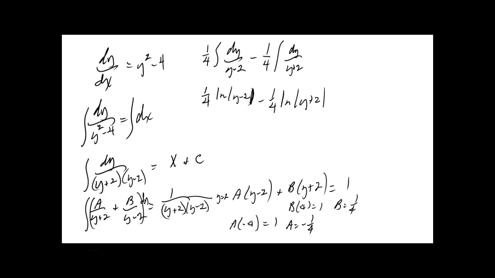I'm real tempted to just multiply everything by 4. Let's try that and see what happens. Log of y minus 2 minus log of y plus 2 is equal to 4x plus, now I should have been keeping up with the c's. It's a new c, it's not the same c as before. You could have called the first one c1, this will be c, whatever.